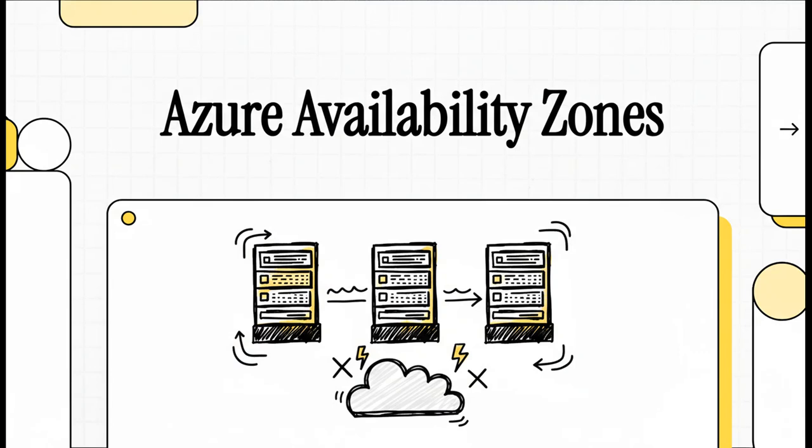All right, let's talk about building for resilience in the cloud. Today, we are diving deep into one of the most critical concepts for making sure your applications stay online, Azure Availability Zones. You know, if you've ever had that nagging worry in the back of your mind about what happens if a whole data center just goes dark, well, this is how you build a safety net.